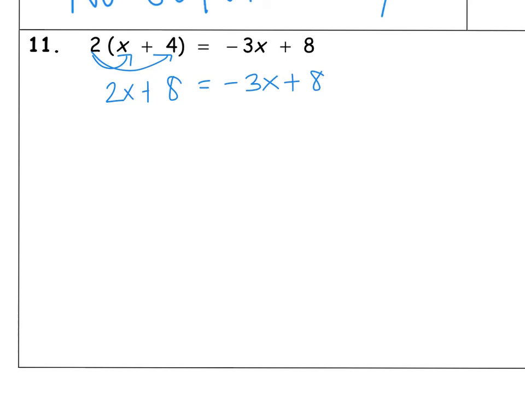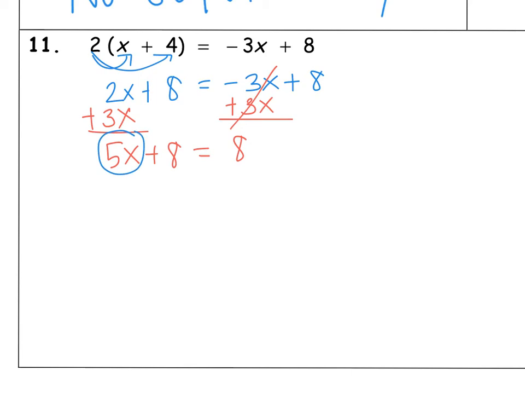So now I want to move all my x's to one side, so let's get rid of these negatives. I'm going to cancel out my negative 3x by doing its inverse operation. I'm going to add 3x to both sides, because negative 3x plus 3x cancels. So I'm going to add 3x to this side. 2x plus 3x is 5x. So we have 5x plus 8 equals, and I have my 8 on this side. Now I've almost isolated my variables, because I've moved my x's to the left, which means all of my constants need to be moved to the right.